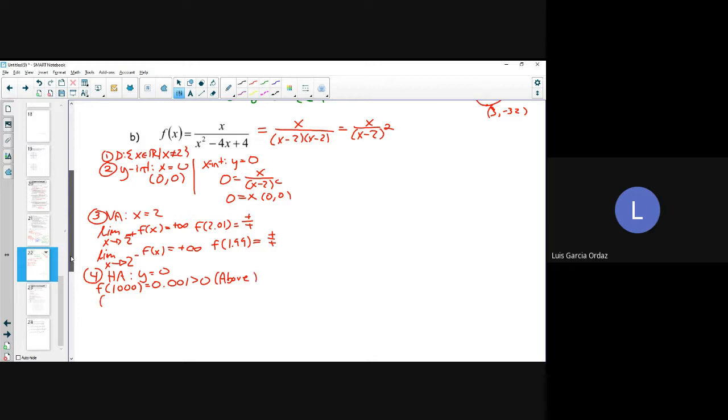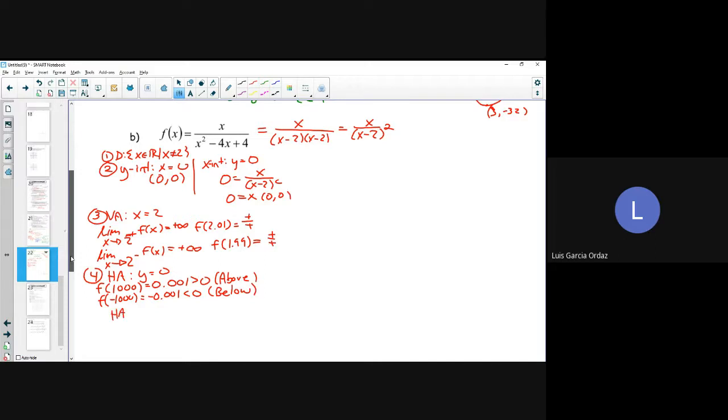And then I take f at negative 1,000, and that gives me negative 0.001, which is less than 0, which means I'm approaching my graph from below. Now I have to figure out if my horizontal asymptote, if I cross it in the graph, which means I have to set my whole function equal to 0.